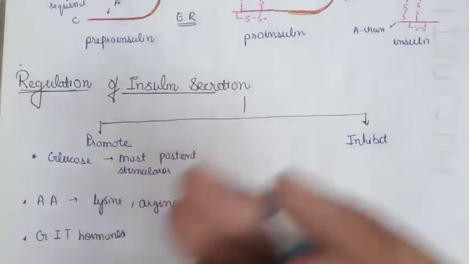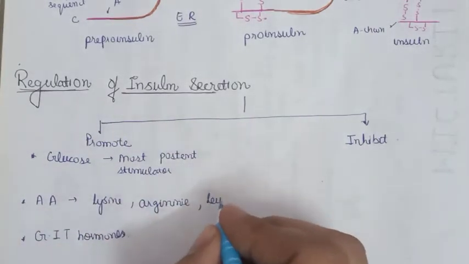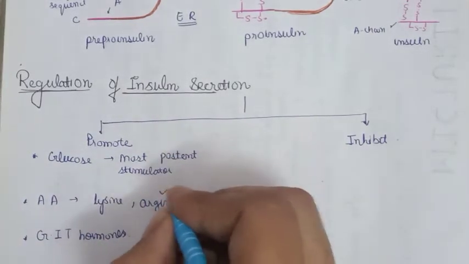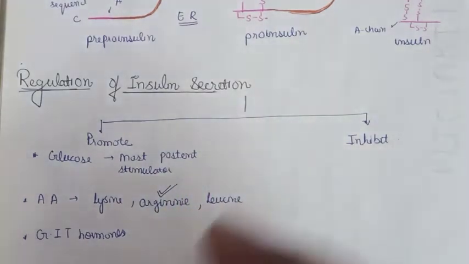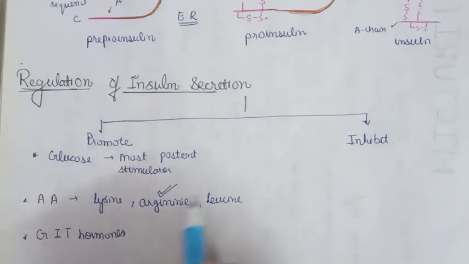Sometimes one more amino acid is also considered, that is the leucine. But the most potent among this is the arginine. So if somebody asks which amino acid affects most the synthesis of insulin, you should mark your answer as arginine. Next priority should be leucine, then lysine.